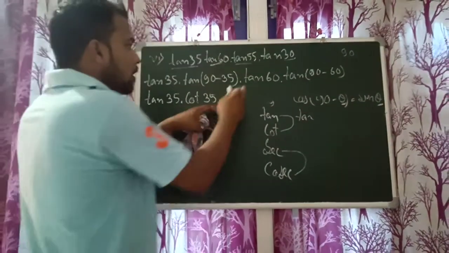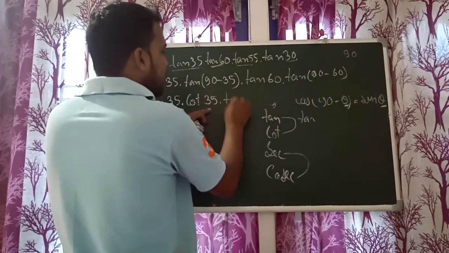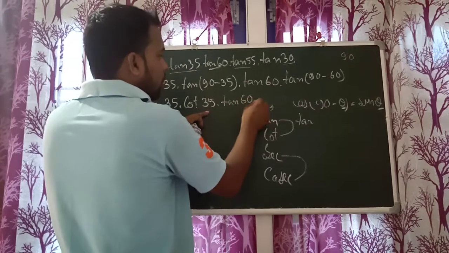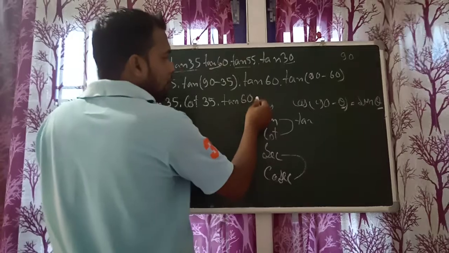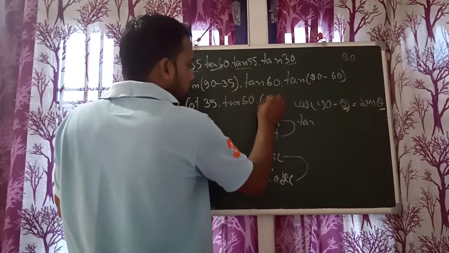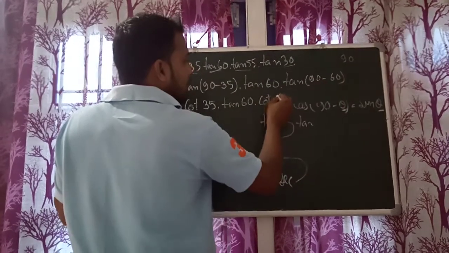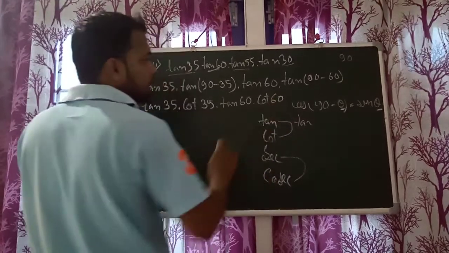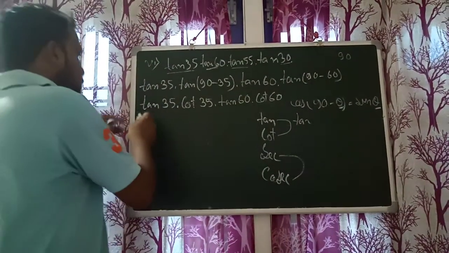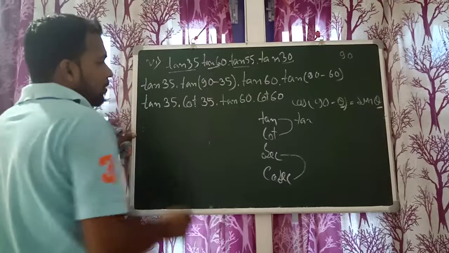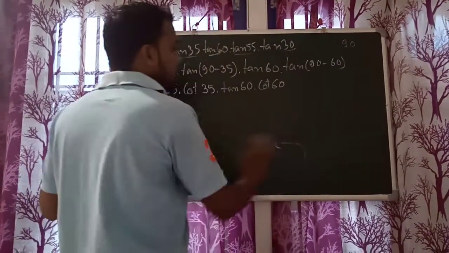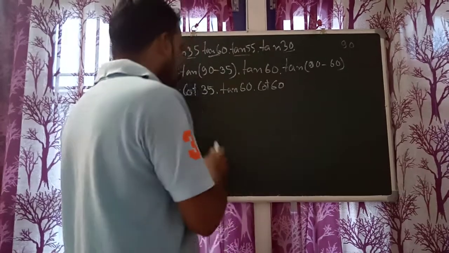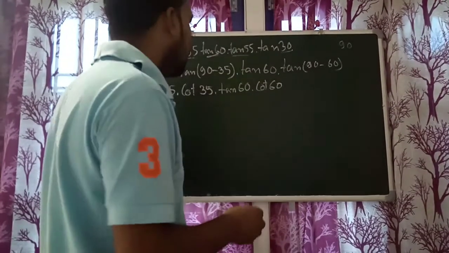Okay, now tan 60 will remain as tan 60, into then tan 90 minus theta is again equal to cot theta. Cot, in place of theta there is 60, put 60. Okay, then after this again one more formula you have to know. I have already taught in a previous video, briefly explained.